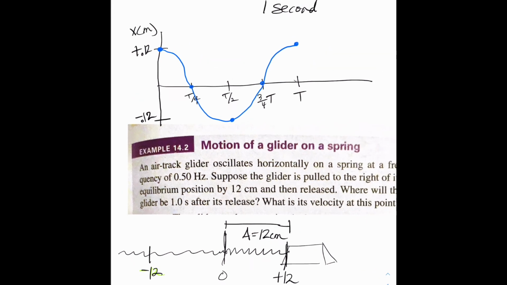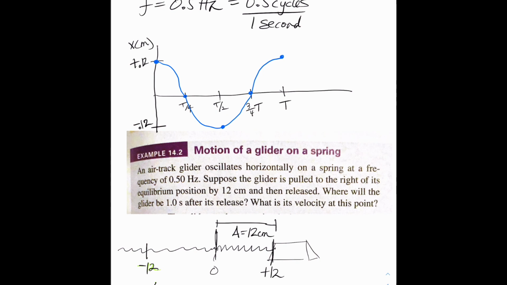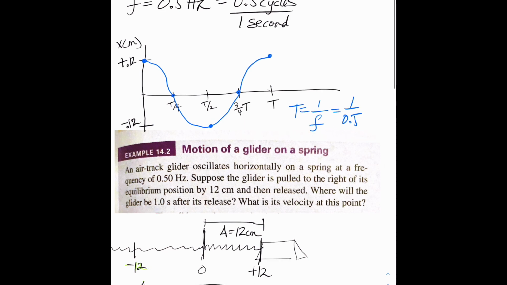What is the period? Period is equal to 1 over f. So if you wanted to calculate that, you could. It's just 1 over 0.5. 0.5 goes into 1 how many times? We would just say 2. So the period here is T equal to 2 seconds.